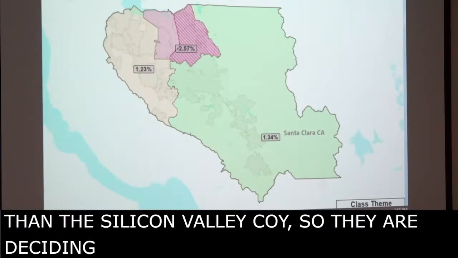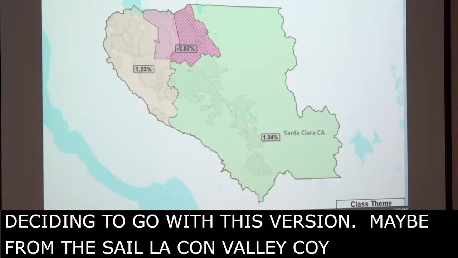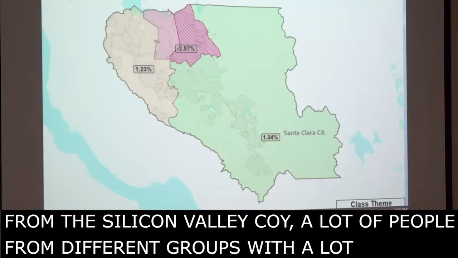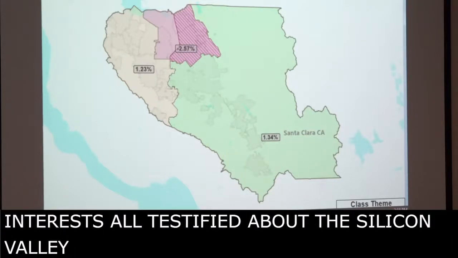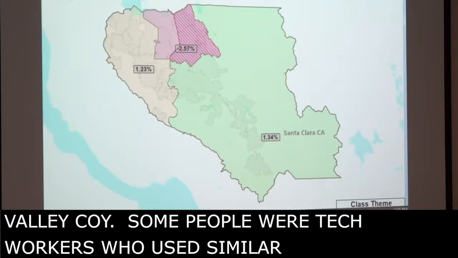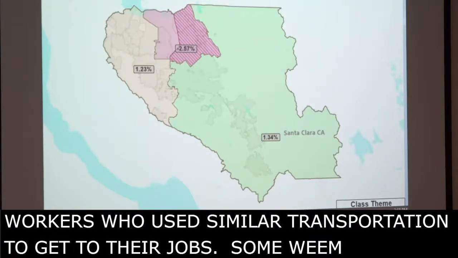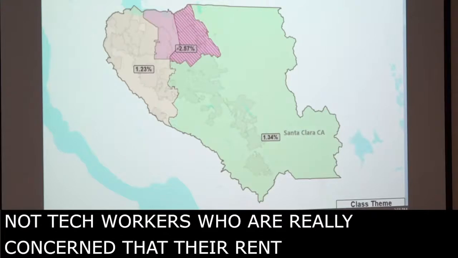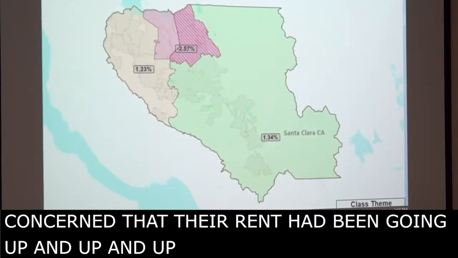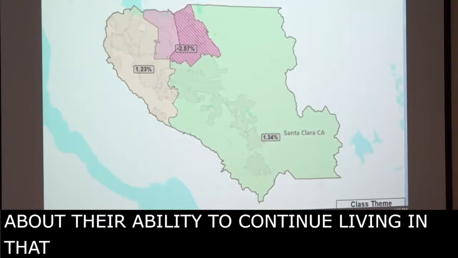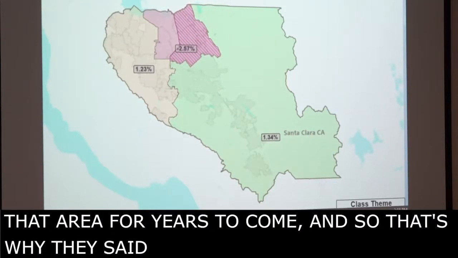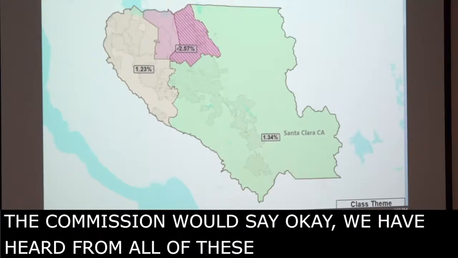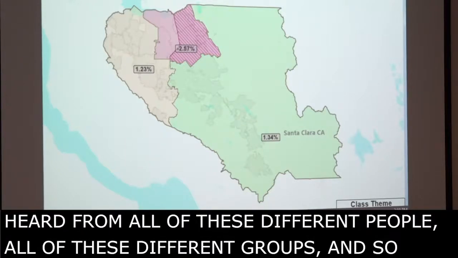Maybe for the Silicon Valley COI, a lot of different people from a lot of different groups that have different interests all testified about it. Some people were tech workers who use similar transportation to get to their jobs. Some people were renters, who are not tech workers, who were really concerned that their rents had been going up and up and up, and they were concerned about their ability to continue living in that area for years to come. And so that's why they said they were a COI. And so maybe the commission would say, okay, we've heard from all of these different people, all of these different groups, and so that's why this COI is really strong.